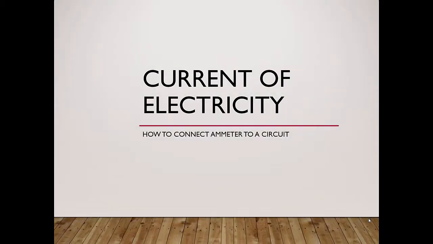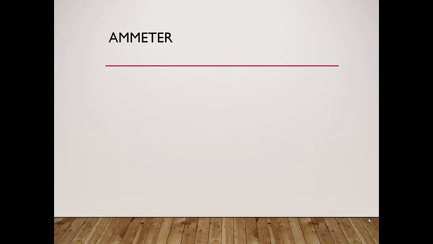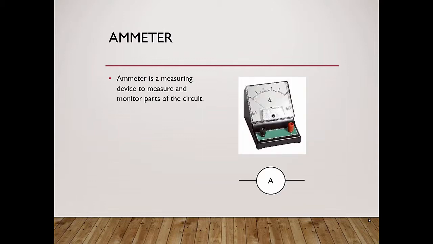Okay, in this lesson, we are going to show you how to connect an ammeter to a circuit. An ammeter is a measuring device to measure and monitor parts of the circuit. So it looks something like this, and the circuit symbol is just a circle and an A. An ammeter measures the current flowing through its path. So whenever a current flows through, the ammeter measures the current flowing through its path.